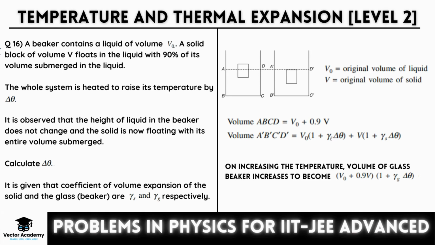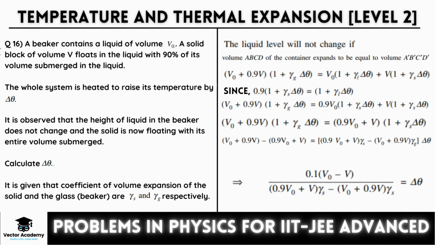On increasing the temperature, volume of glass beaker increases to become V0 plus 0.9 V multiplied by 1 plus gamma G into delta theta. The liquid level will not change if volume ABCD of the container expands to be equal to volume A'B'C'D'. V0 plus 0.9 V multiplied by 1 plus gamma G delta theta equals V0 multiplied by 1 plus gamma L delta theta plus V into 1 plus gamma S into delta theta.